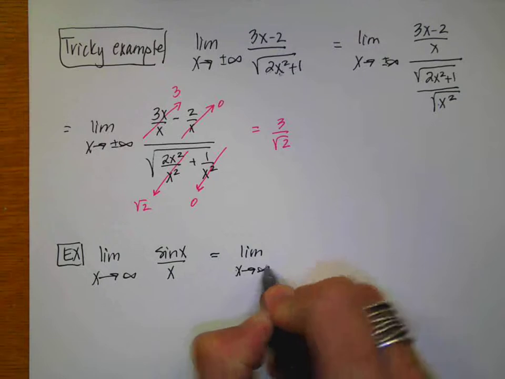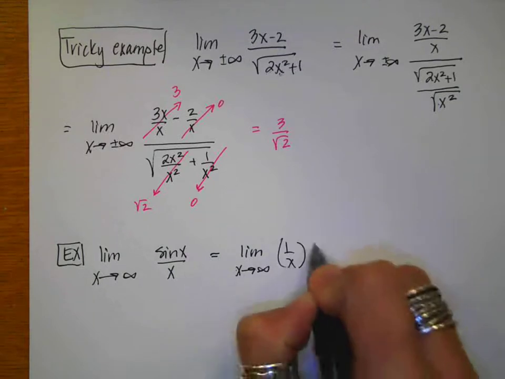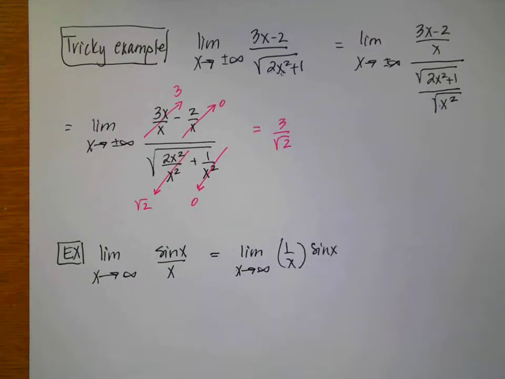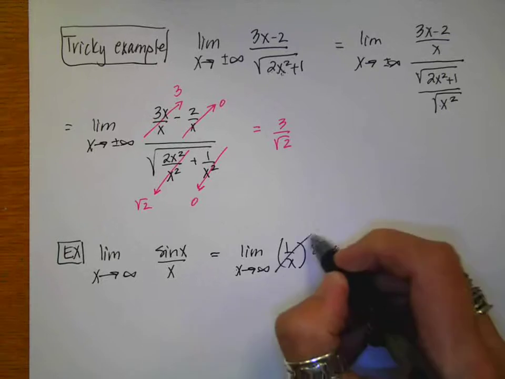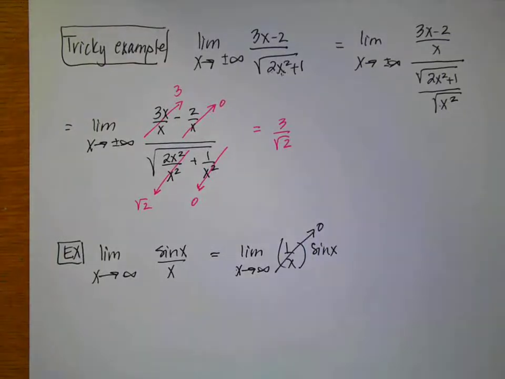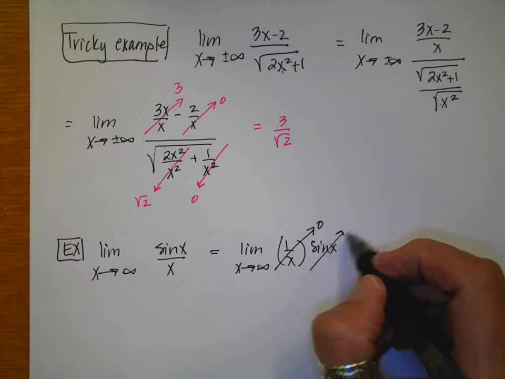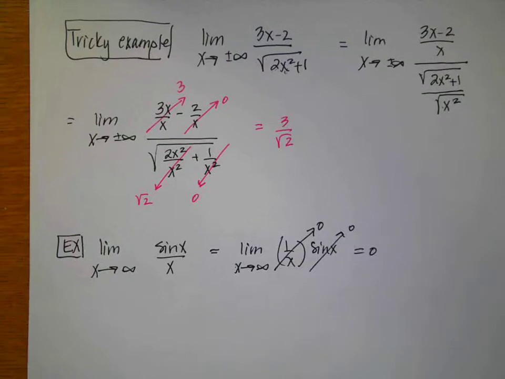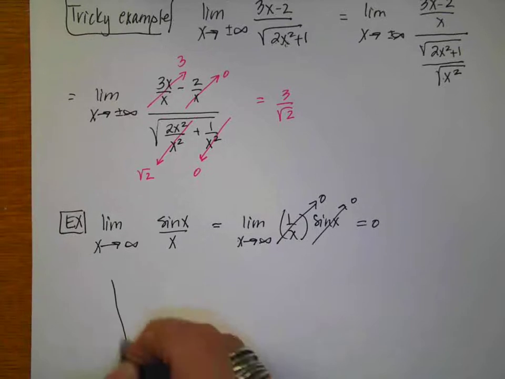I'm going to split this little guy up, and I'm going to rewrite him as the limit as x approaches infinity of 1 over x times the sine of x. Well, as x approaches positive infinity, that guy goes to 0. If that guy goes to 0, then that guy goes to 0, so the limit is just 0.